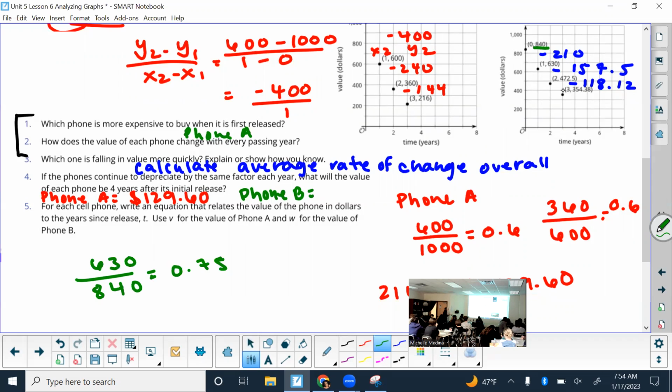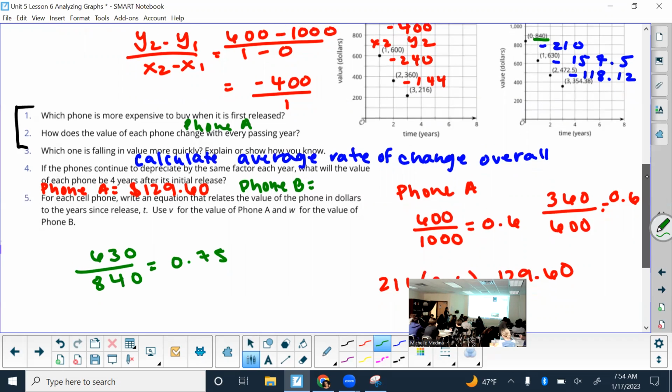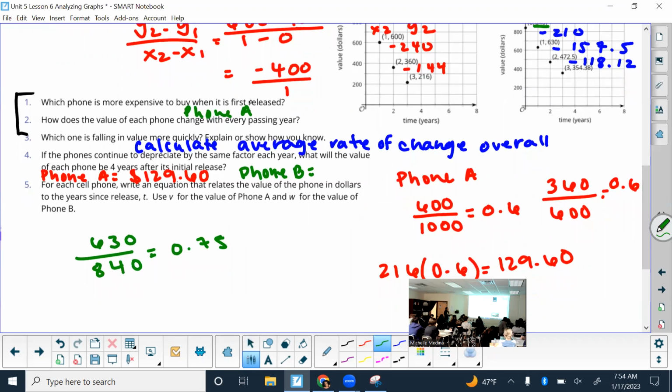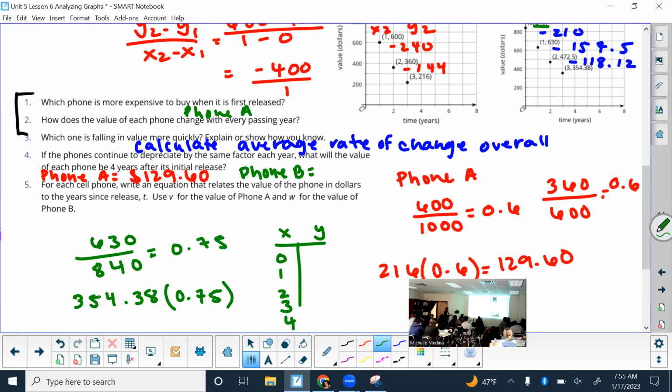So then if I want to find year 4, what number do I take? That's actually my rate of change, so I might not want to take that one. Good. 354.38, and we're timesing it by what? 0.75. So think of it like a table. Coordinates could all be placed into tables if that's easier for you. So like for phone B, it goes 0, 1, 2, 3, and then we're solving for 4. And then my outputs are my Y values.